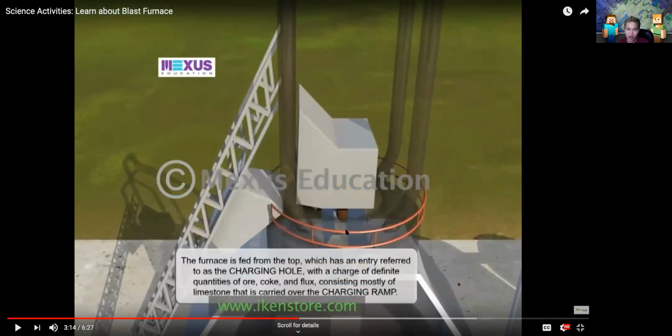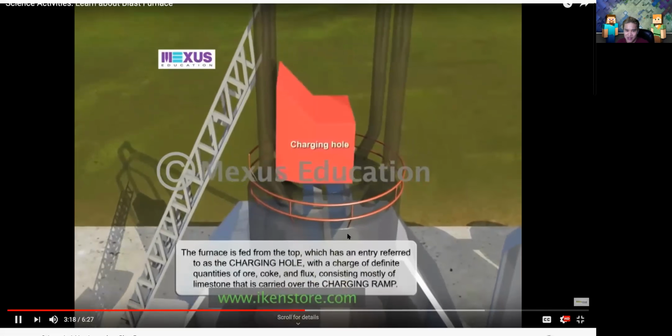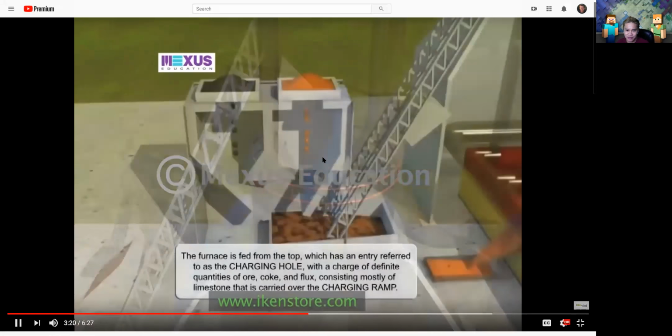So the furnace is fed from the top, which has an entry referred to as the charging hole, with a charge of definite quantities of ore, coke, and flux, consisting mostly of limestone that is carried over the charging ramp. Limestones are sedimentary rock consisting mainly of calcium that was deposited by the remains of marine animals. So this is how it works. That's the charging hole.